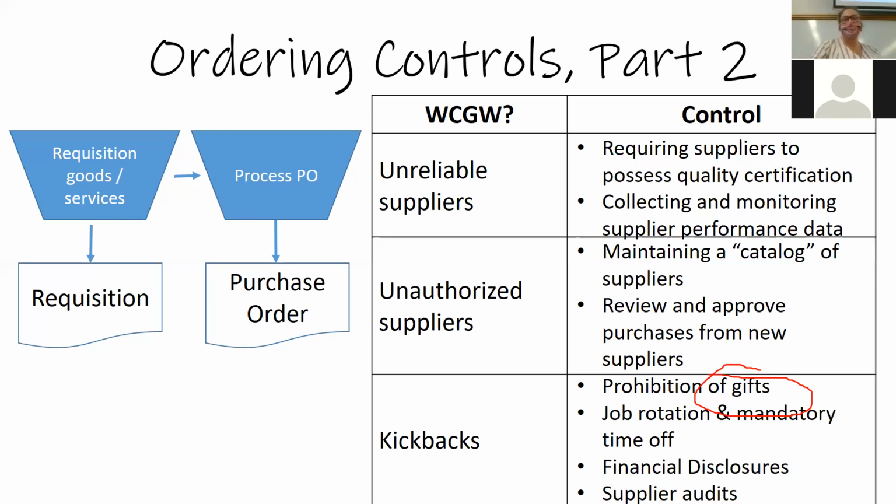Another way is to impose job rotation and mandatory time off. Financial disclosures. I used to have to do that when I was an auditor to say, I don't own any stock that could unduly influence me as an auditor. Things like that. And then finally, periodic supplier audits. Any questions about those purchasing controls?